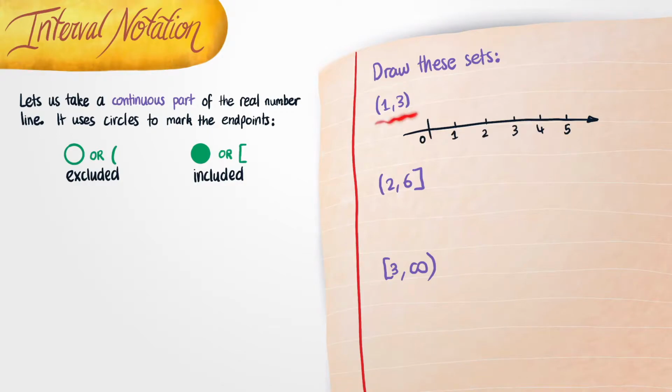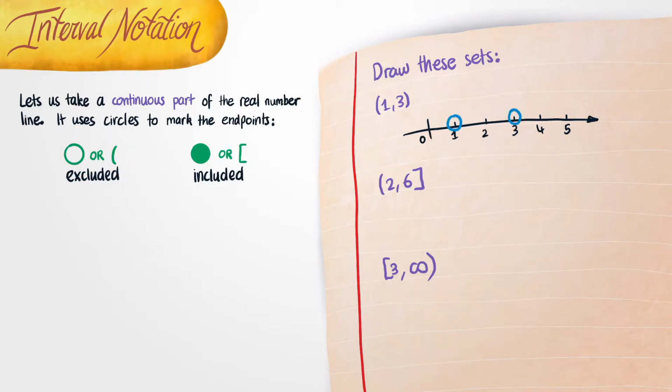Reading this interval, we see that the numbers we care about are between 1 and 3. The smallest number is always on the left, and the largest number is always on the right. The round bracket on the left indicates that we should not include the number on the left, and the round bracket on the right indicates that we should also exclude the point on the right. We said that round brackets are paired with open circles, so that means we should place two open circles at 1 and 3.